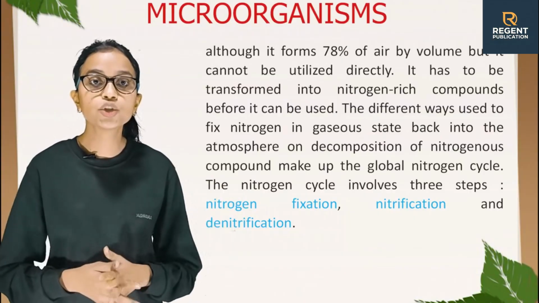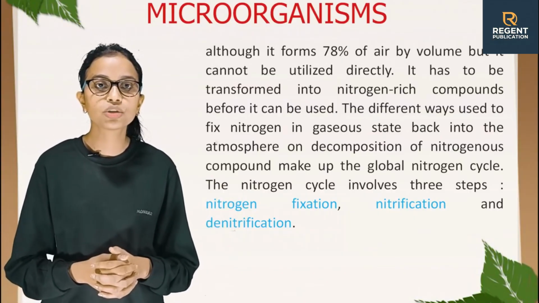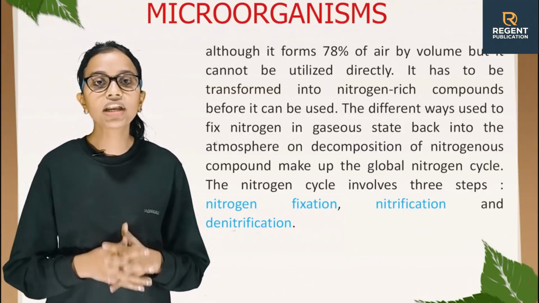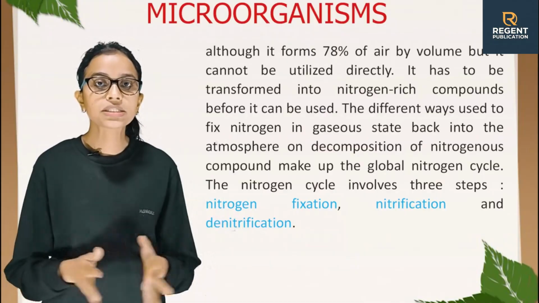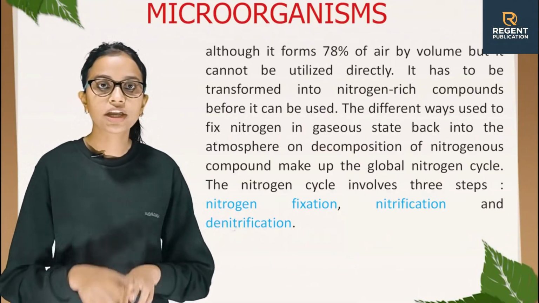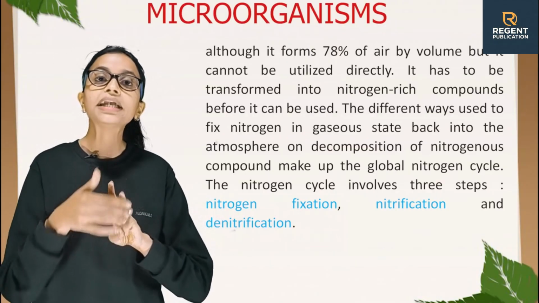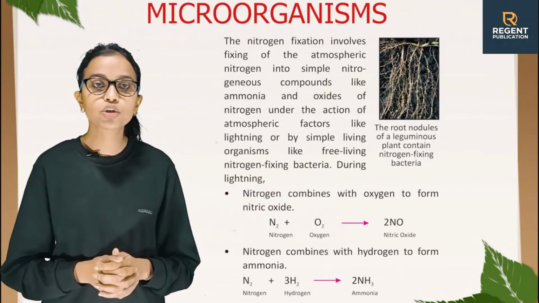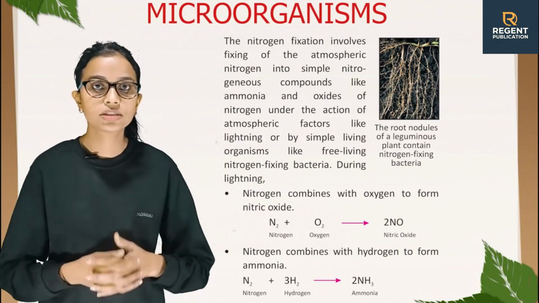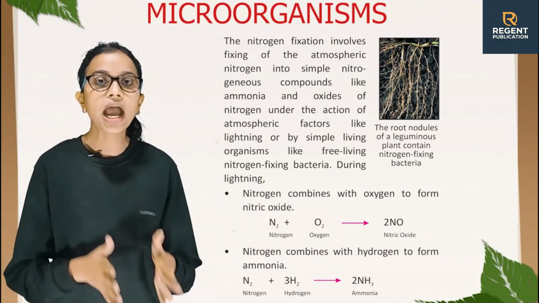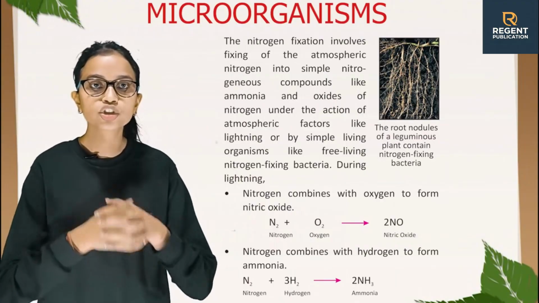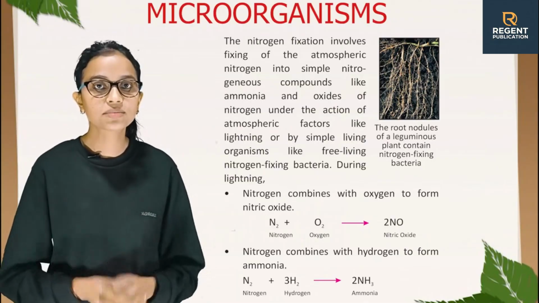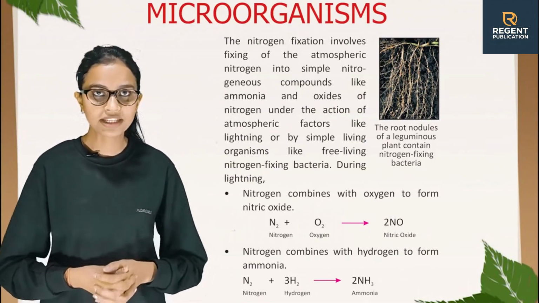The different ways used to fix nitrogen, and to return nitrogen in gaseous state back into the atmosphere on decomposition of nitrogenous compounds, make up the global nitrogen cycle. The nitrogen cycle involves 3 steps: nitrogen fixation, nitrification, and denitrification. Nitrogen fixation involves fixing of the atmospheric nitrogen into simple nitrogenous compounds like ammonia and oxides of nitrogen under the action of atmospheric factors like lightning, or by simple living organisms like free living nitrogen fixing bacteria.